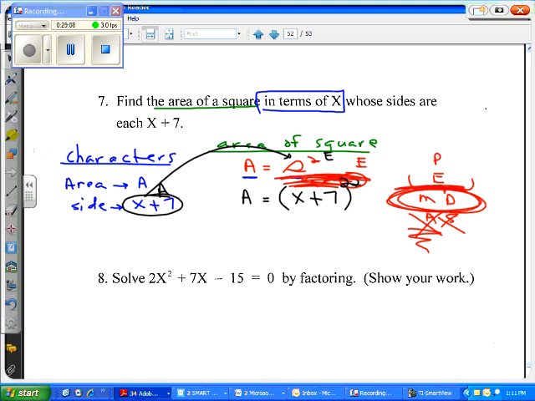Well, if you cannot distribute, what are you going to do? You're going to do what that exponent says. An exponent of 2 says square it. Multiply it by itself. And so we're going to take that binomial x plus 7 and we're going to multiply it by itself.